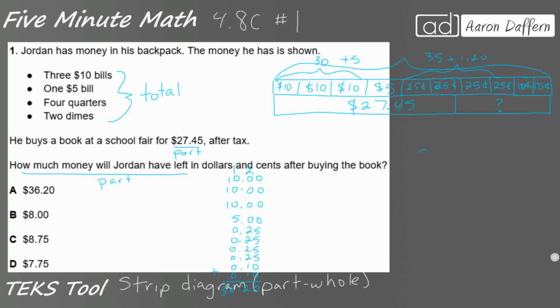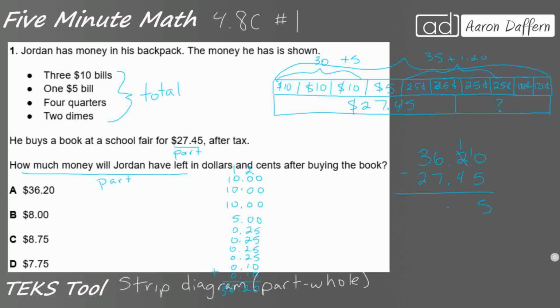I still need to go ahead and subtract the 27.45. That's how much the book cost. I'm looking for the change. All right, let's bring our decimal down. Let's go ahead and regroup. I'm going to take a dime, leaving one. That's 10 pennies. 10 pennies minus 5 pennies is 5.